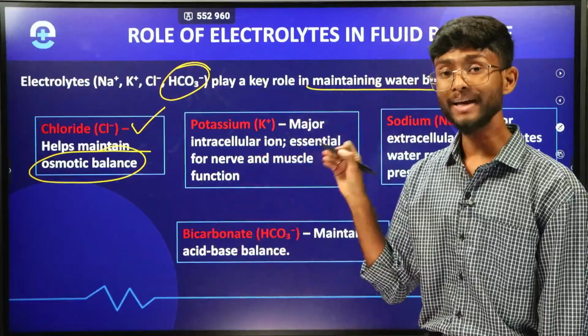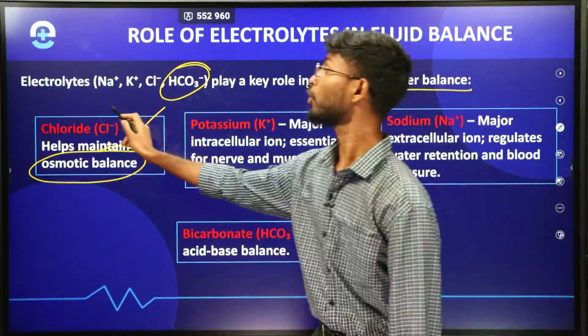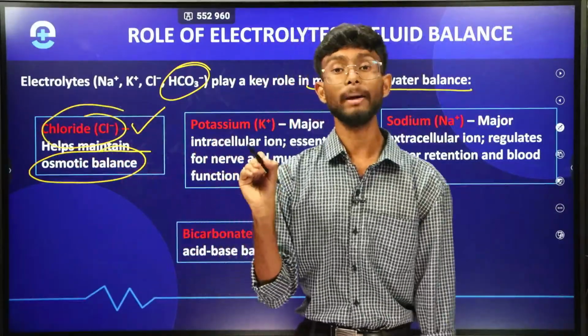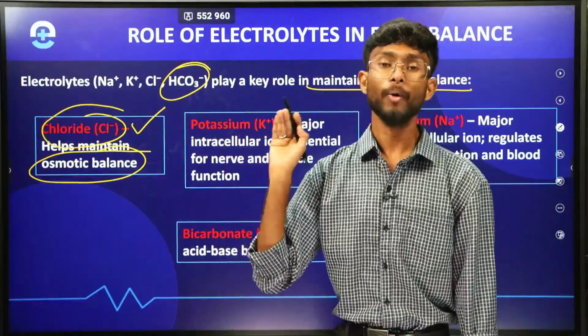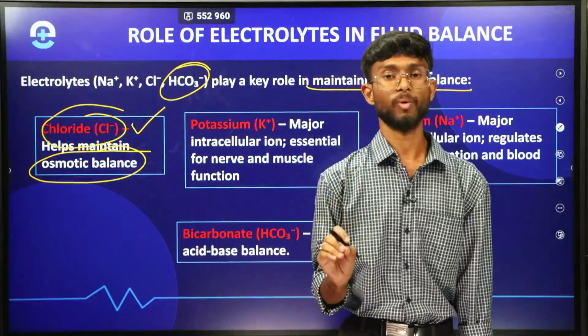So to maintain this osmotic balance, the chloride ion is very important. This electrolyte is very important to maintain the osmotic balance.